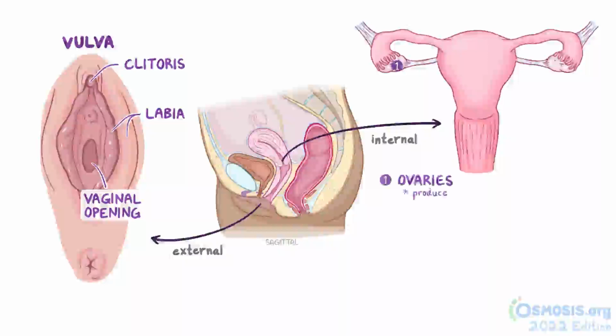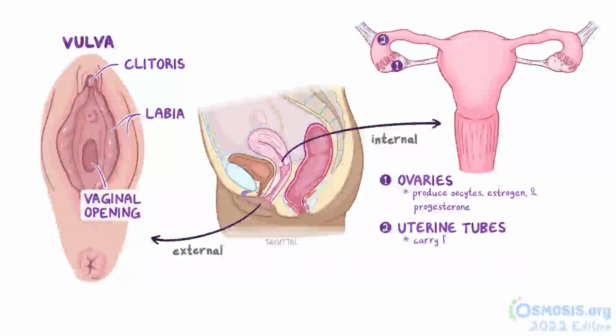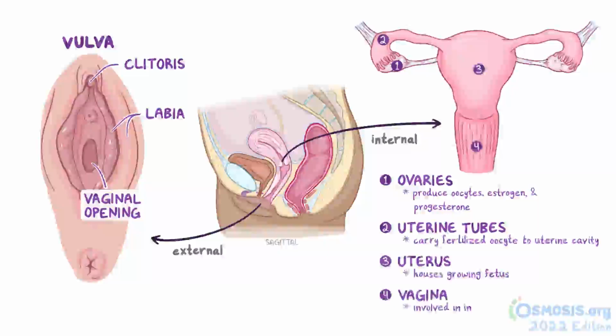female sex cells called oocytes, as well as sex hormones estrogen and progesterone, the uterine tubes, which carry the fertilized oocyte to the uterine cavity, the uterus, which houses the growing fetus during pregnancy, and the vagina, which is involved both in intercourse and fetal delivery.